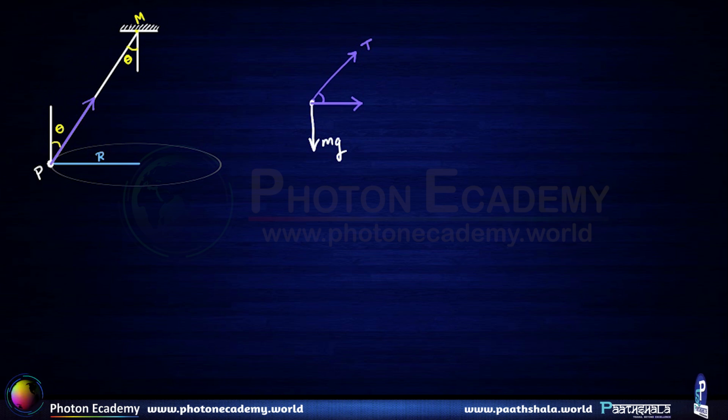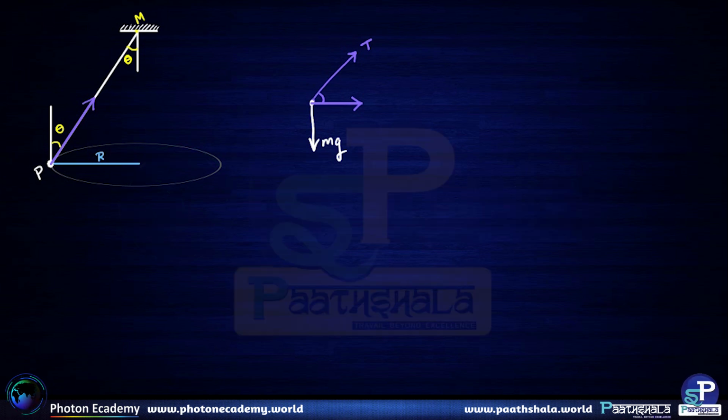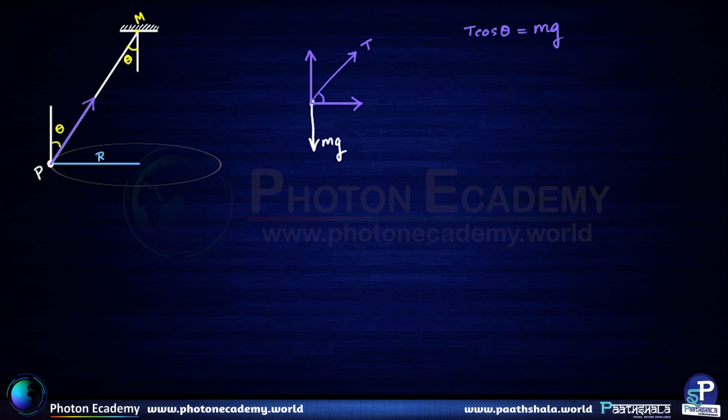So there is no net force in the vertical direction, and the vertical component of tension, namely T cos theta in this particular case, will be balanced by the gravitational force mg. So what I can write over here is T cos theta is equal to mg. Also T sin theta is equal to the force that is acting towards the center.